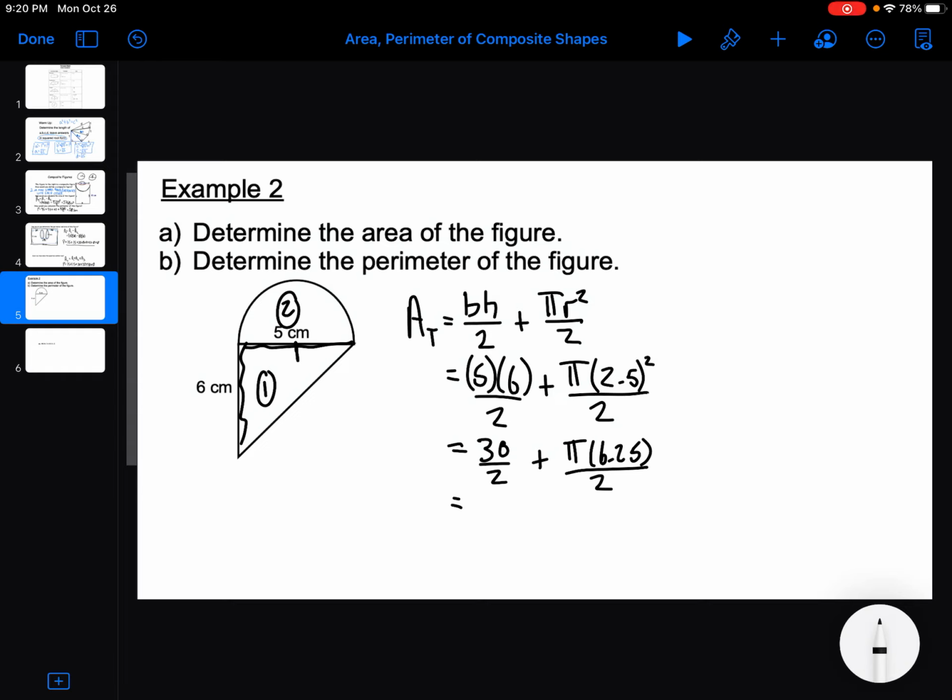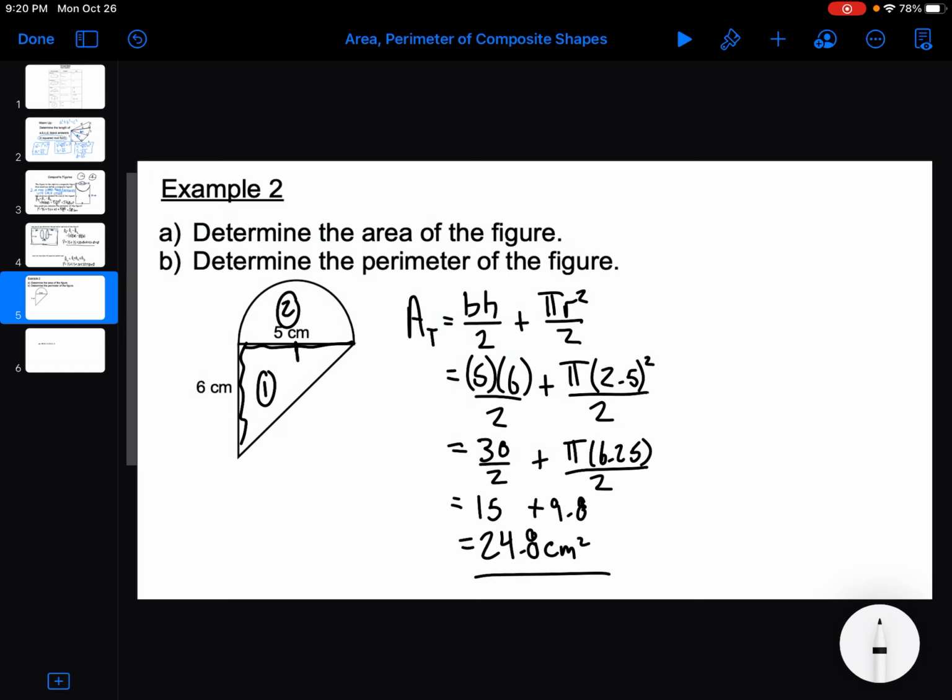So we're going to get something like this. We've got 9.8 plus 15, so this is 15 plus 9.8 equals 24.8, and we're in centimeters squared. That squared is important because it's area.